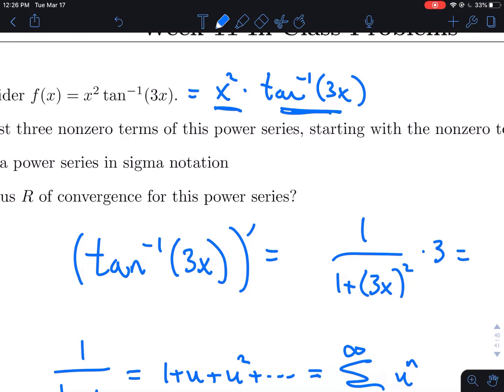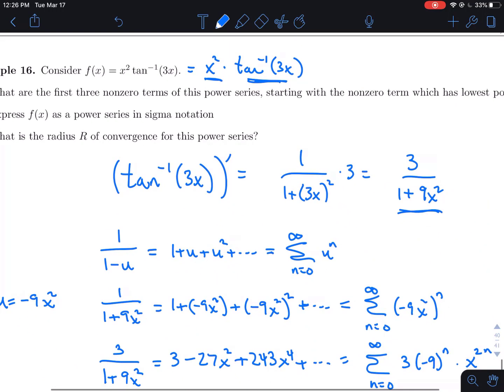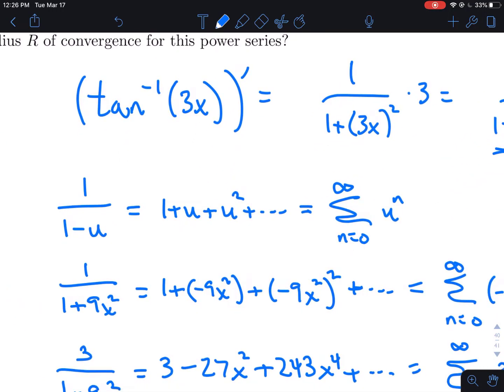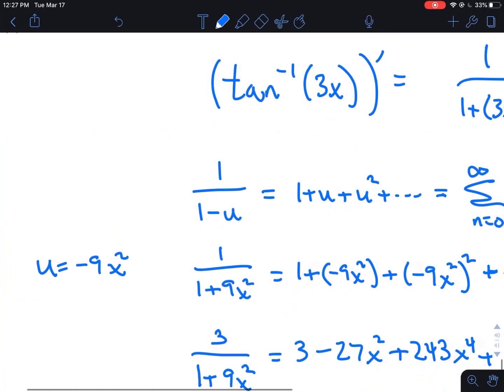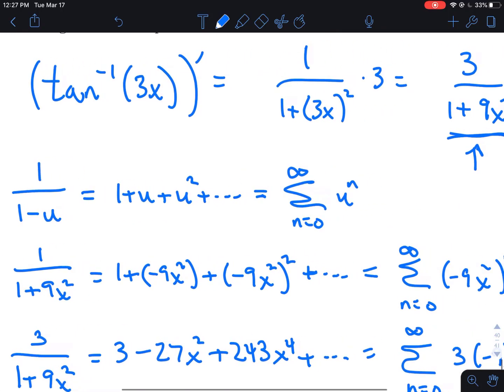Let's go ahead. Again, we're starting off with 1 over 1 minus u. Right now, we're trying to build the derivative of tangent inverse. So I want to have this 1 plus 9x squared in the bottom. If that's the case, then maybe letting u be equal to negative 9x squared, and that way this becomes plus 9x squared, and now we're starting to build the derivative here. So my u is negative 9x squared, and everywhere I see a u, I'm going to put negative 9x squared. So that's all those there.